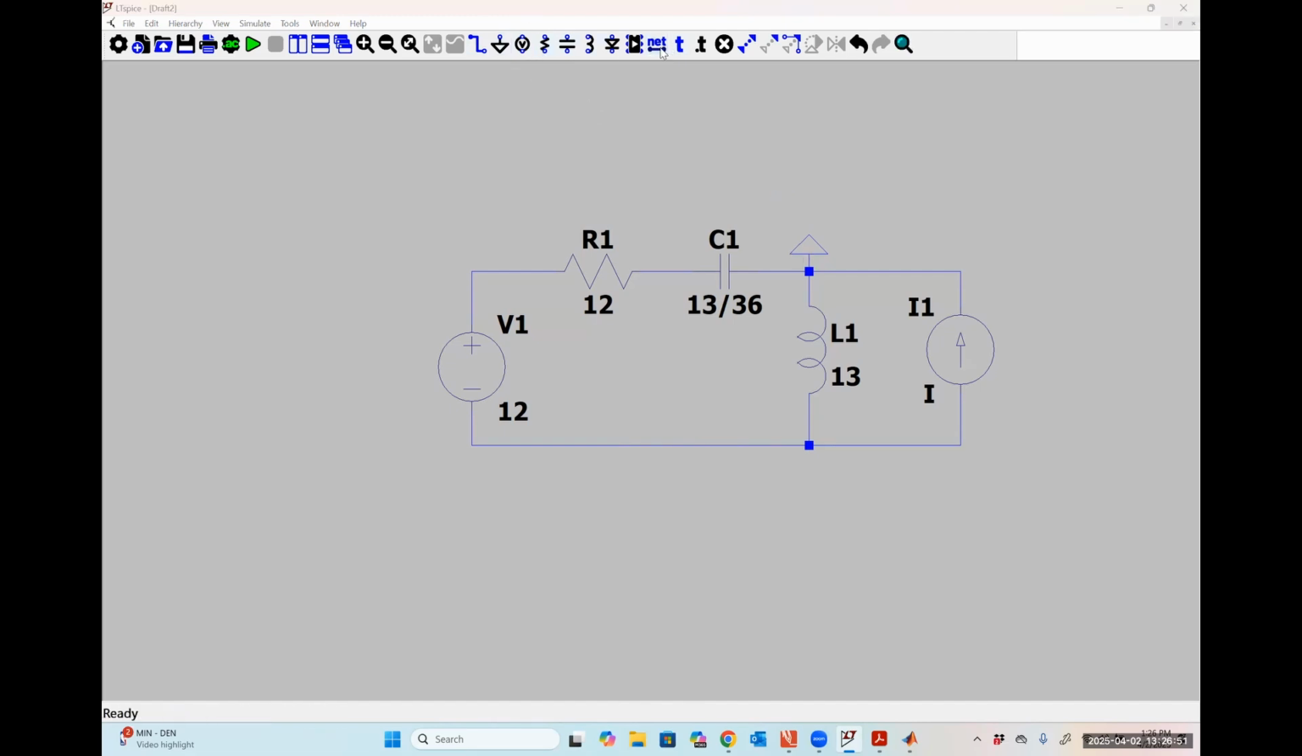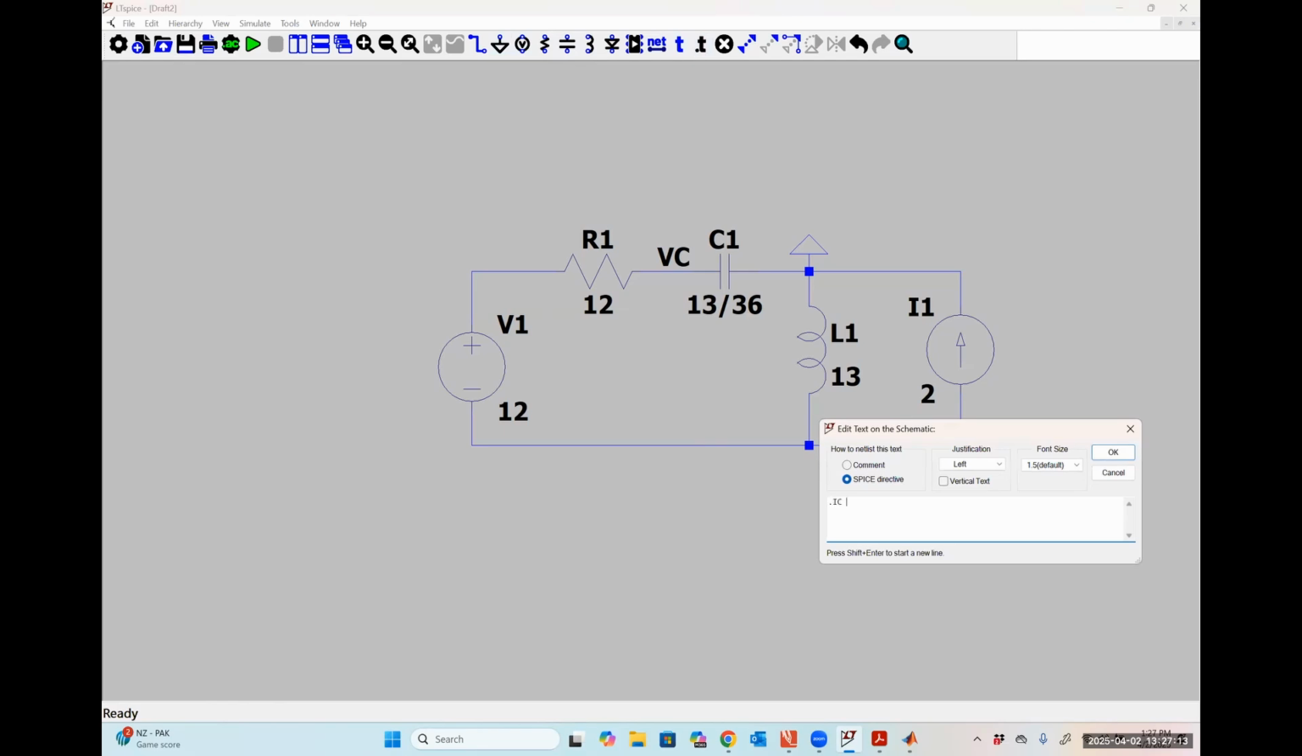I'm going to label this node right here, which is the positive polarity terminal for the capacitor, as VC. Let's see, I need to make sure that that's a 2 amp source. And I think the last thing that I need to do is put in my initial conditions, right? So that would be over here.